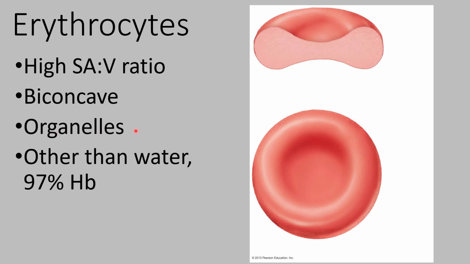Like I said earlier, it does not have any organelles, and that's why it's got this caved-in appearance. It starts out round and plump like a traditional cell, but as everything is kicked out, all the organelles are kicked out, it caves in on itself.